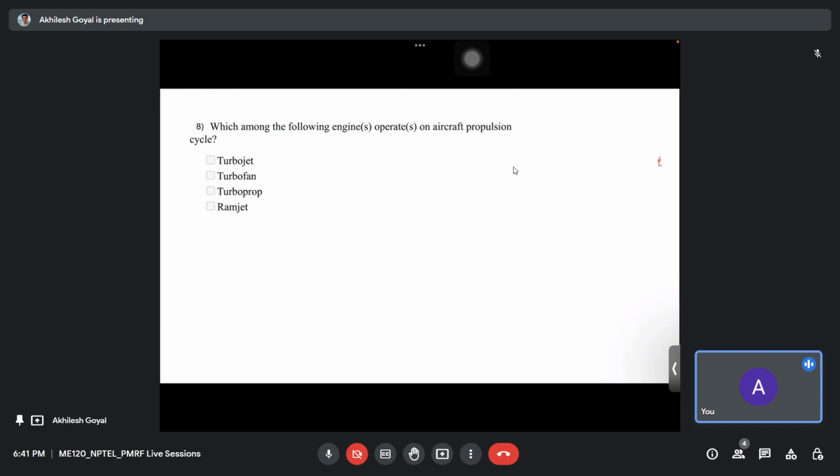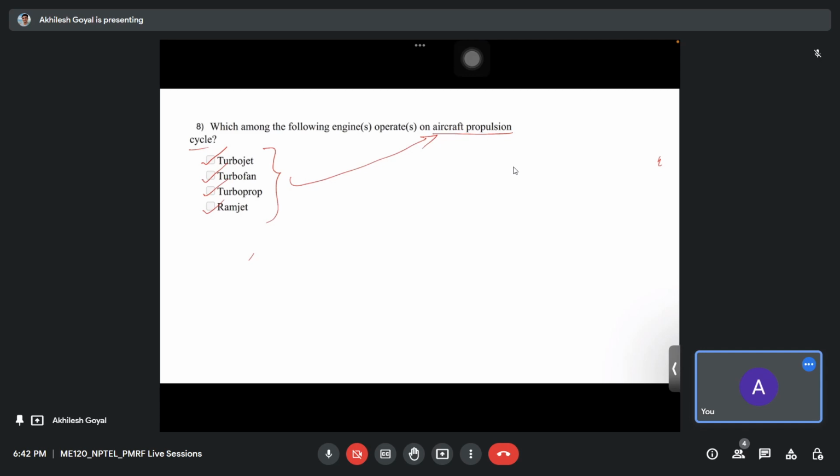So turbojet engine, yes, it works on the aircraft propulsion cycle. The turbofan engine also works on that. The turboprop engine also works on that, and even the Ramjet engine also works on the aircraft propulsion cycle. So all four given options are correct. All these four types of engines use the aircraft propulsion cycle. This is a pretty straightforward question, and we all know that all those engines work on the aircraft propulsion cycle.